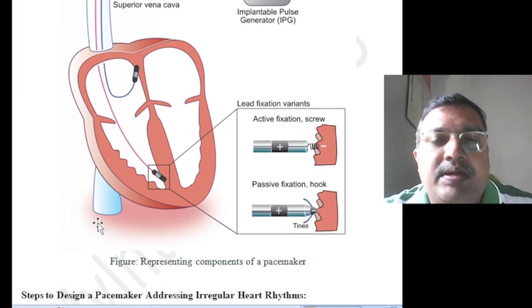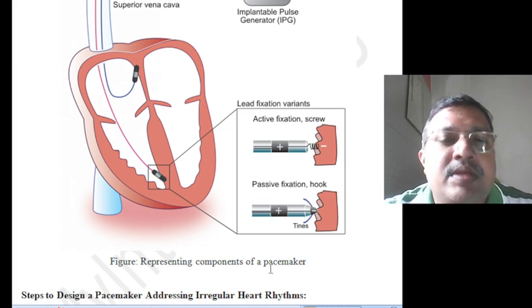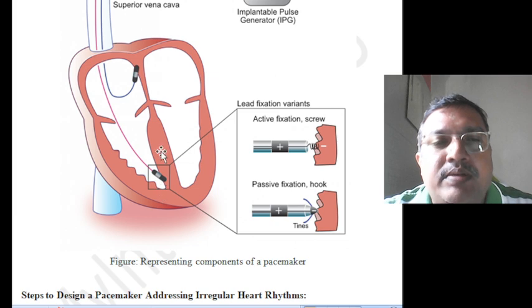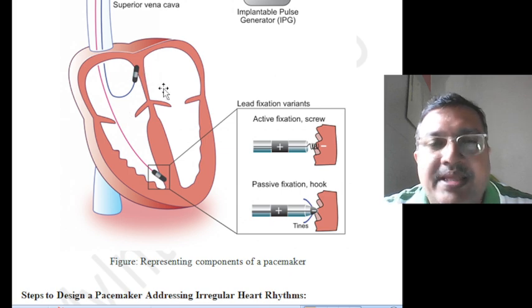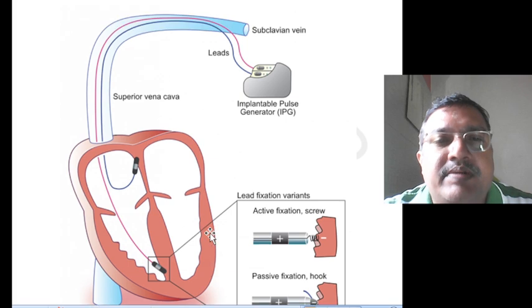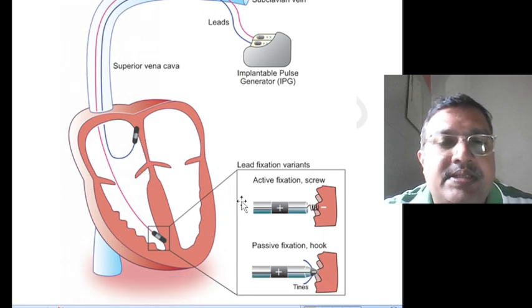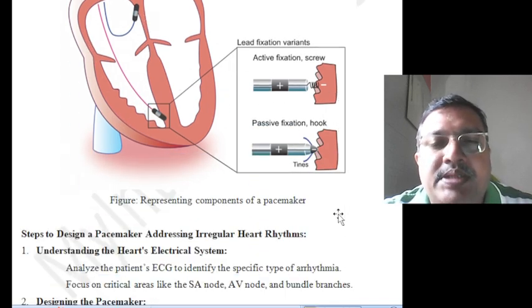How does it work? That is also given here. An active fixation screw or a passive fixation hook is used, and that is how they connect to the inside of the heart. Here we represent the components of a pacemaker. This is a pulse generator. These are the leads, and the lead fixation variants are also mentioned.